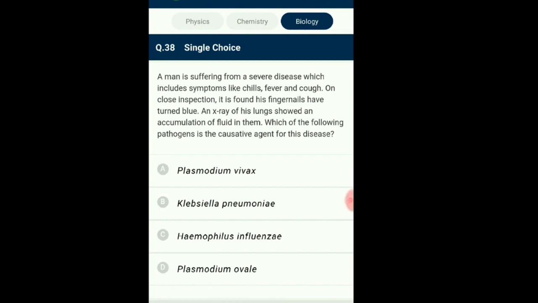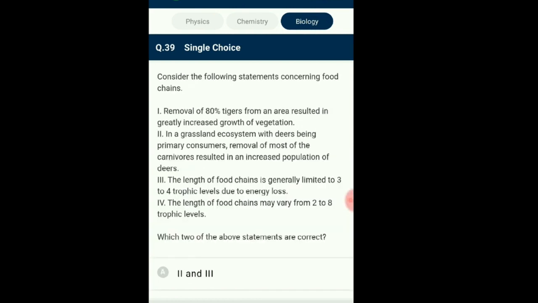Dysentery, plague, diphtheria, etc. are some of the other bacterial diseases in man. So the answer is option C, Haemophilus influenzae.